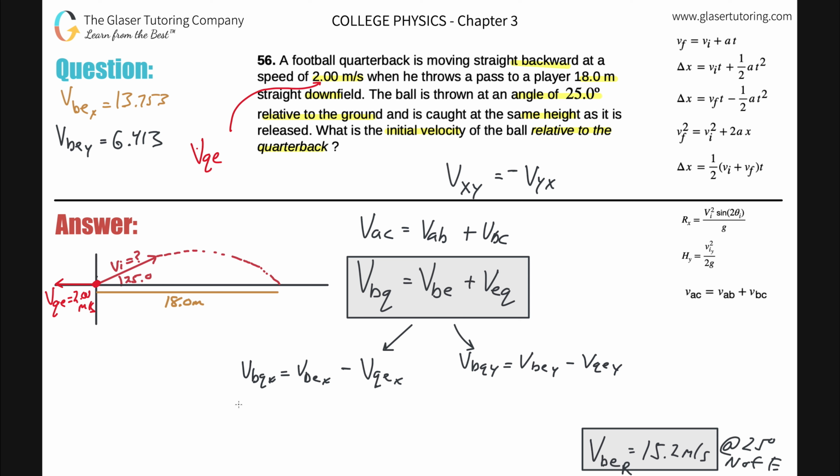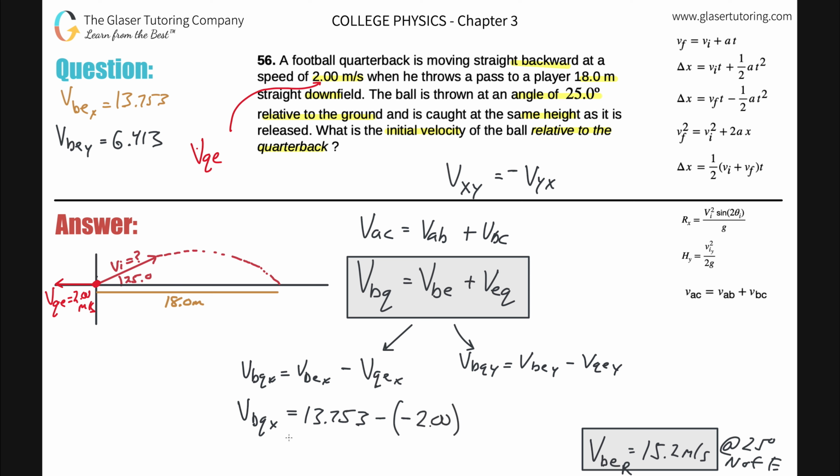Ready? So the velocity of the ball relative to the quarterback in the x direction should be equal to the velocity of the ball relative to the earth in the x direction. That's what we found up here. So we're going to take our 13.753, minus now the velocity of the quarterback relative to the earth in the x direction. That is 2 meters per second. They're moving backwards and to the left. Therefore, it's a negative value. When you plug that in, it has to be negative. This negative was independent. The reason this negative showed up is what I explained before, because I switched those two terms down there. So this is going to be 2.